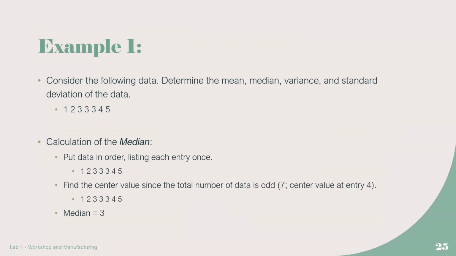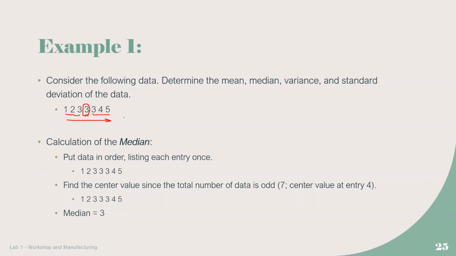And for the median, you put the data in increasing order, and you take the center value. You have three values on the left, three values on the right, and in the middle you have your median. This is your median, which is 3. This is how you find your median.